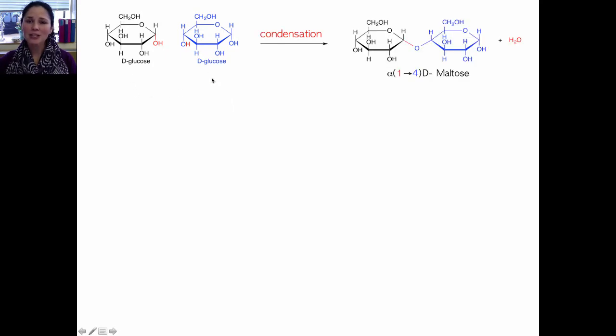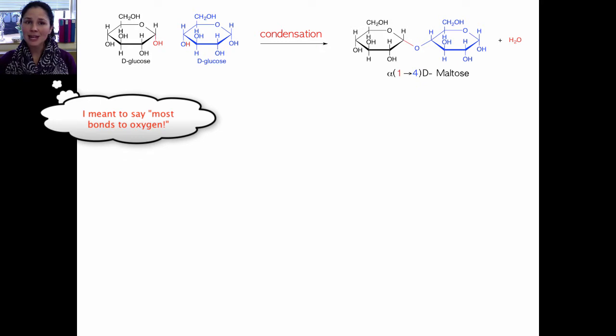We saw this originally when we talked about condensation and hydrolysis of saccharides. Here are two monosaccharides, which can be combined into a disaccharide using a condensation reaction. Notice that the alcohol from the anomeric carbon is removed, and the hydrogen from another alcohol is removed to form water. The carbon that loses its OH group is also the carbon in the molecule that has the most bonds to oxygen. In this case, it's an anomeric carbon.